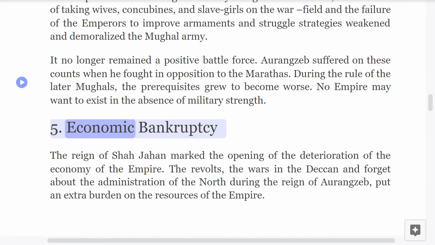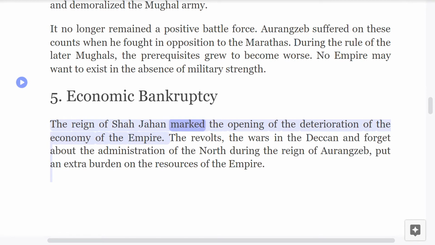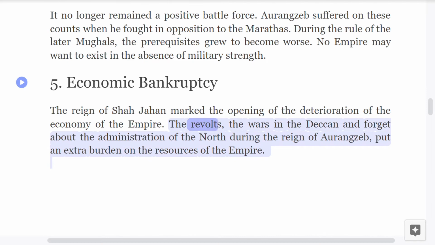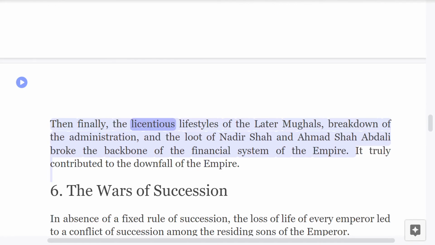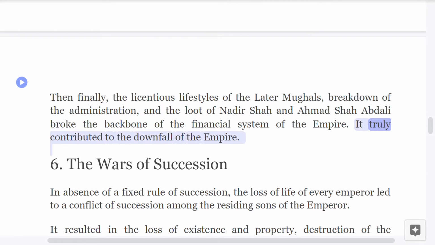5. Economic bankruptcy. The reign of Shah Jahan marked the beginning of the deterioration of the economy of the empire. The revolts, the wars in the Deccan, and neglect of the administration of the north during the reign of Aurangzeb put an extra burden on the resources of the empire. Finally, the licentious lifestyles of the later Mughals, breakdown of the administration, and the loot of Nadir Shah and Ahmad Shah Abdali broke the backbone of the financial system of the empire. It truly contributed to the downfall of the empire.